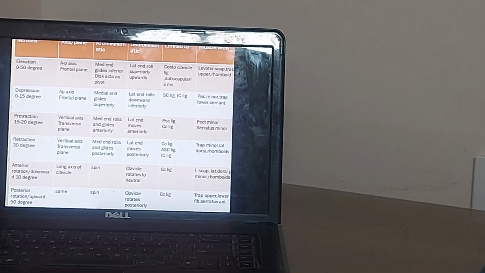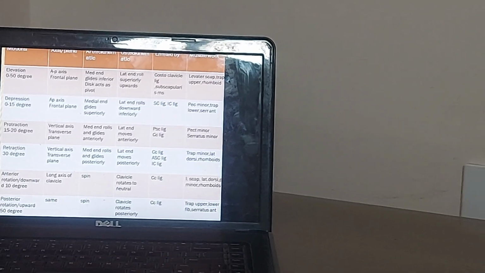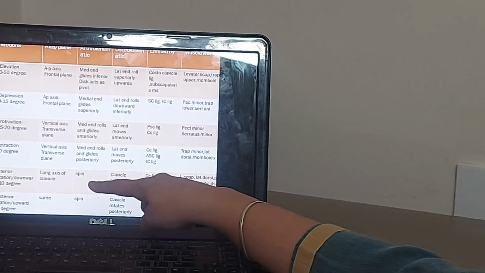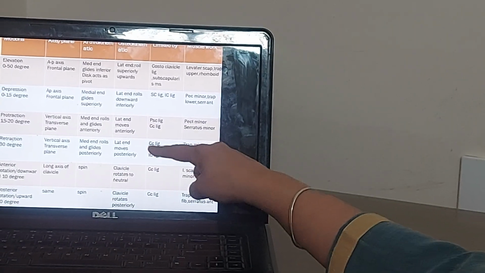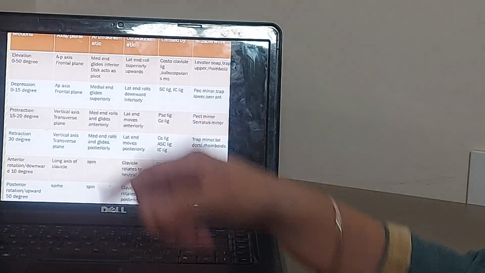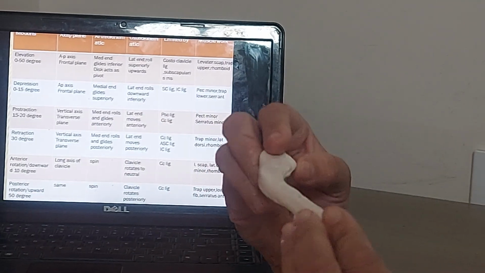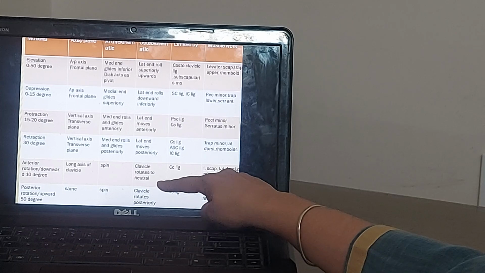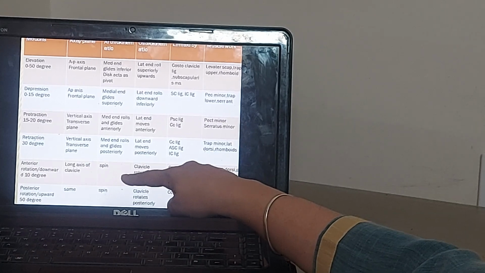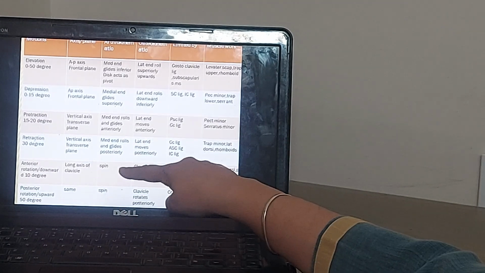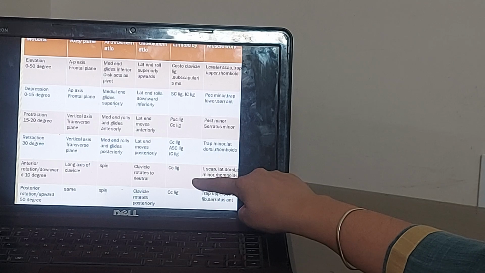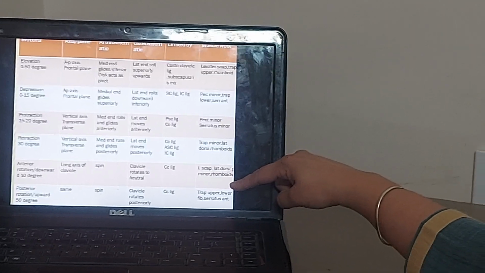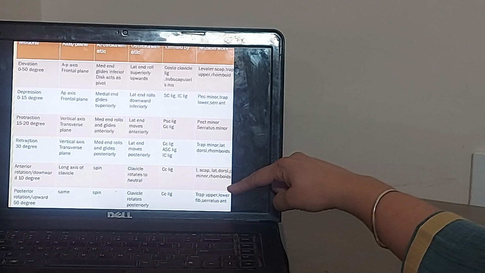Anterior rotation, also called the downward rotation, is only 10 degrees. It happens along the long axis of the clavicle, and the clavicle rotates to the neutral position. I told you there is a rotation. It comes back to the neutral position, which is called anterior rotation, where there is a spinning motion which takes place at the medial end of the clavicle. It is controlled by the costoclavicular ligament, and levator scapulae, latissimus dorsi, pectoralis minor and rhomboids play a role in muscle work.